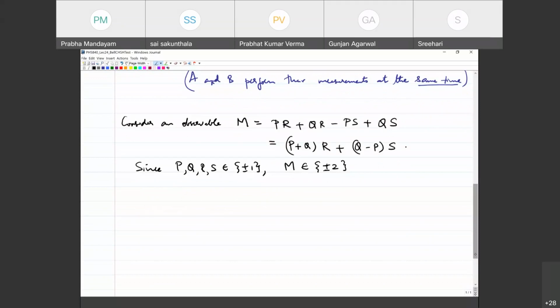Now, I see some question in the chat about Bell proving that realism assumption is wrong, etc. Yeah, we'll see what are all the assumptions that get violated, or what are all the assumptions that we are forced to discard.